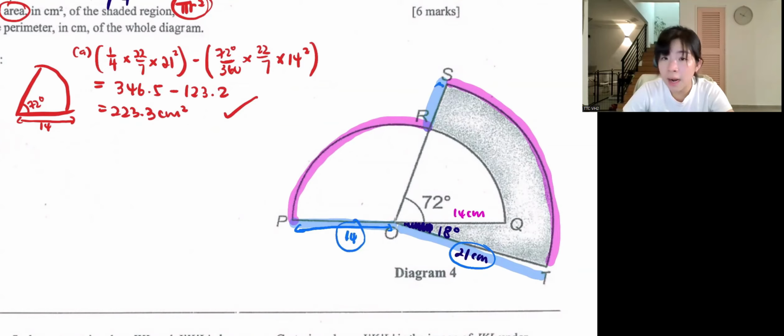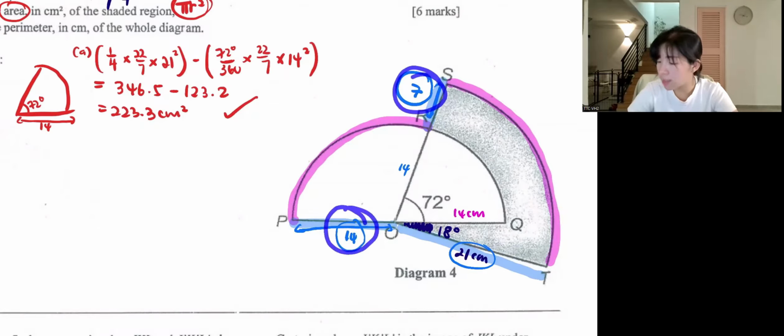Okay, how about SR? So you know that this quadrant just now, the radius is 21. So this one is 21. So OS is also 21. How about OR? OR will be 14. So 21 minus 14, this is 7. Yes. So straight lines, we have 3: 7, 14, 21.